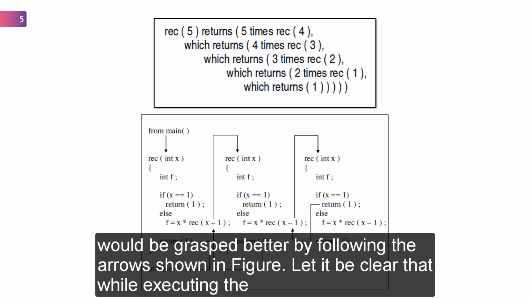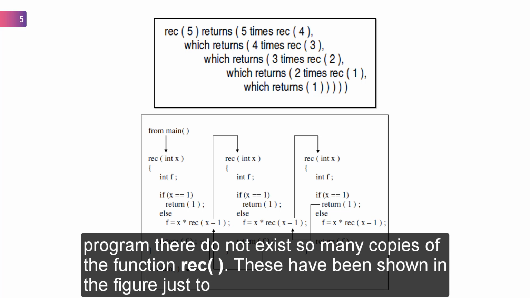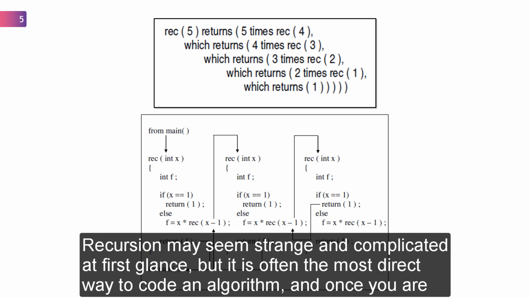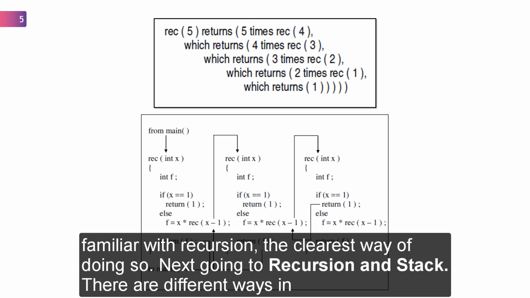The sequence would be grasped better by following the arrows shown in the figure. Let it be clear that while executing the program, there do not exist so many copies of the function rec. These have been shown in the figure just to help you keep track of how the control flows during successive recursive calls. For you, recursion may seem strange and complicated at first glance, but it is often the most direct way to code an algorithm, and once you are familiar with recursion, the clearest way of doing so.